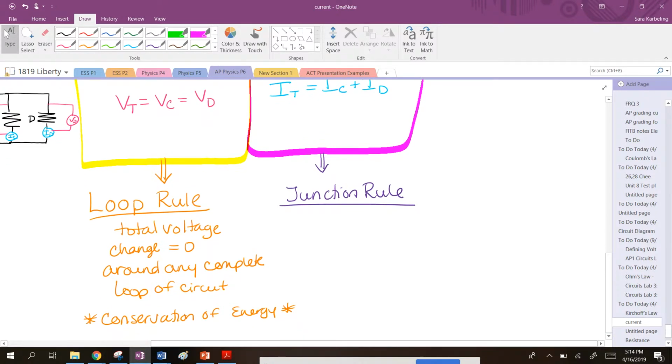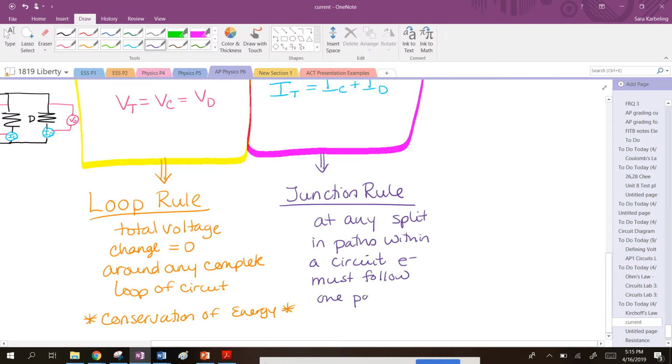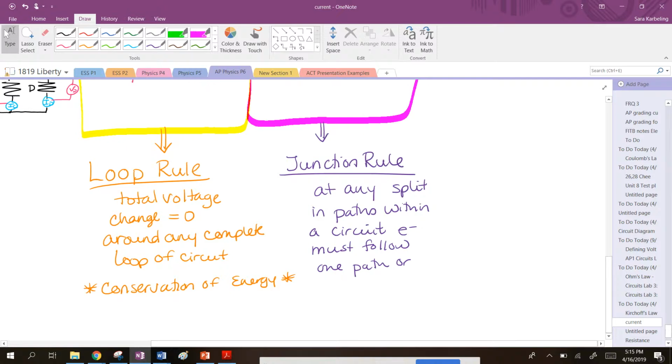So the junction rule says that at any split in paths within a circuit, electrons must go, or must follow, let's say, one path or the other. And to be clear, that really means not both.